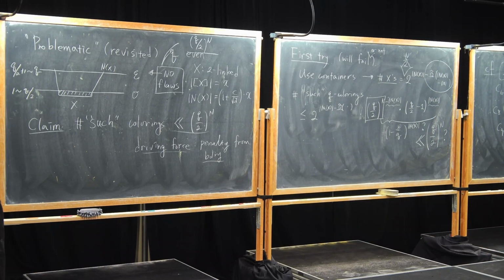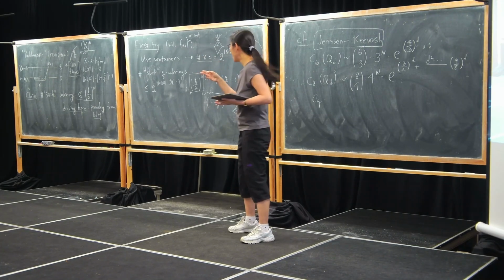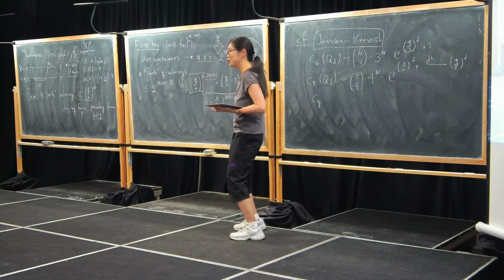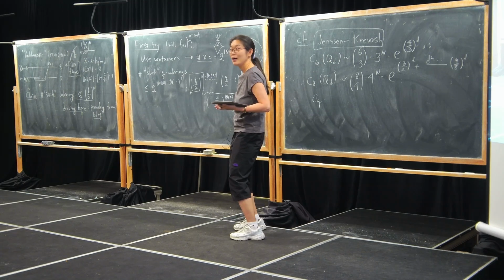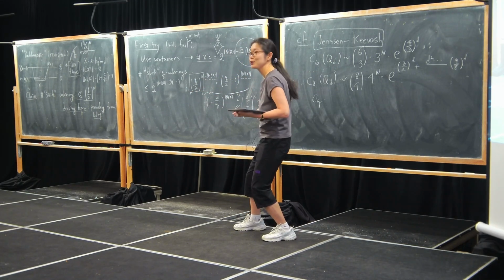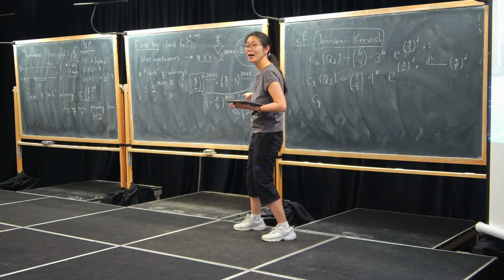Okay, so who thinks this is smaller than q over 2 to the n? What does it mean by yes? Okay, raise your hand if you think this is smaller than q over 2 to the n. Raise your hand if this thing is not smaller than q over 2 to the n. Raise your hand if you don't have any ideas.